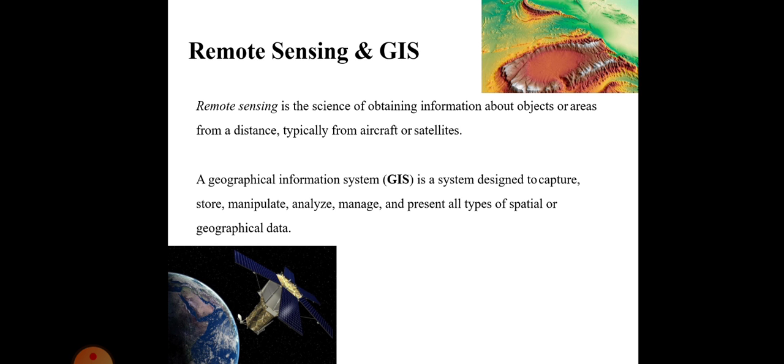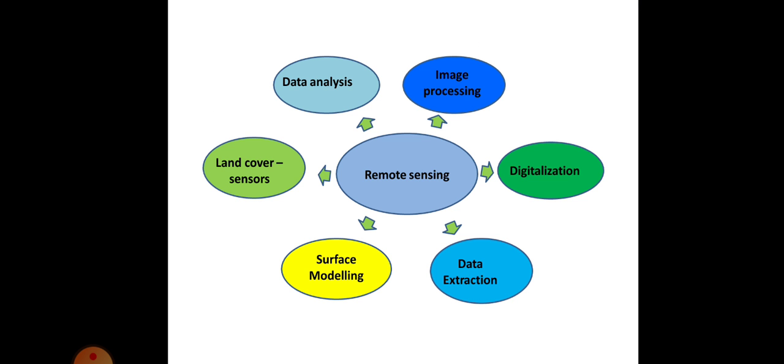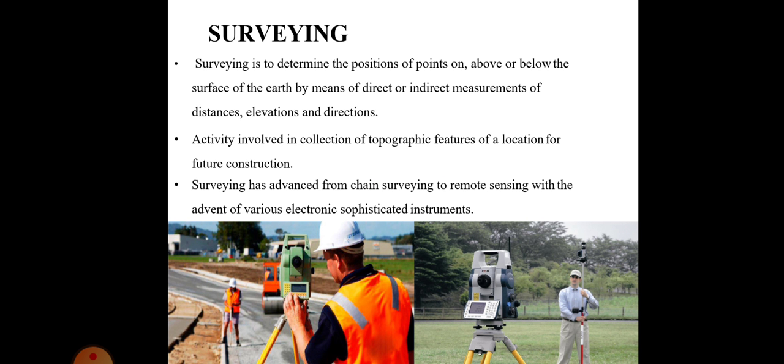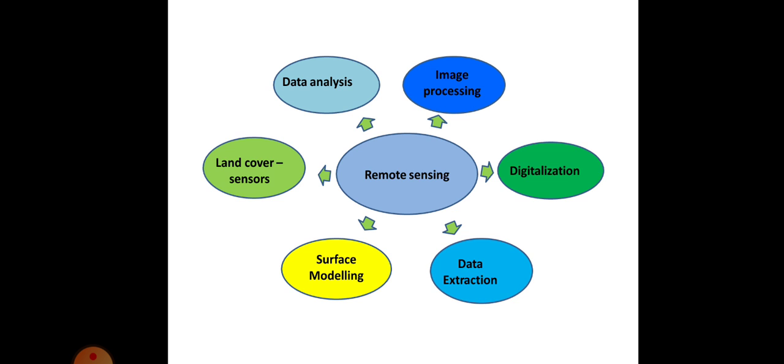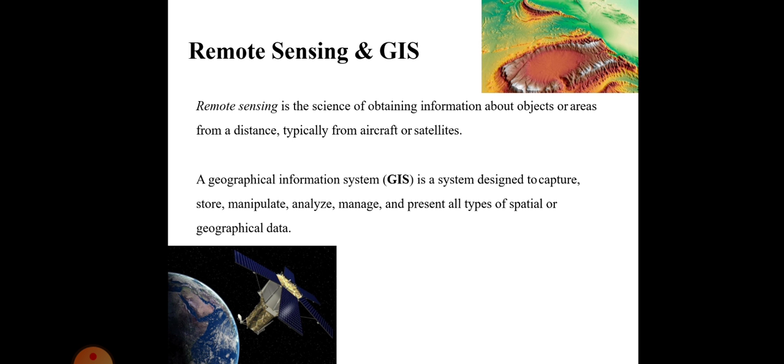Now coming to the next one, that is GIS, the geo information system, and remote sensing. This is also a very important branch in civil engineering. It is also combined along with surveying, so we usually say surveying and remote sensing. Surveying is mainly done to determine the positions of various points on, above or below the surface of the earth.